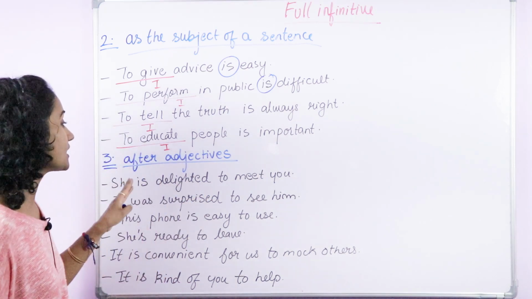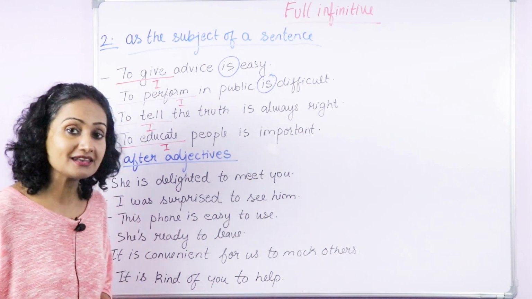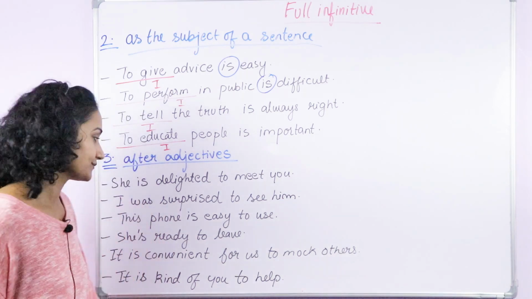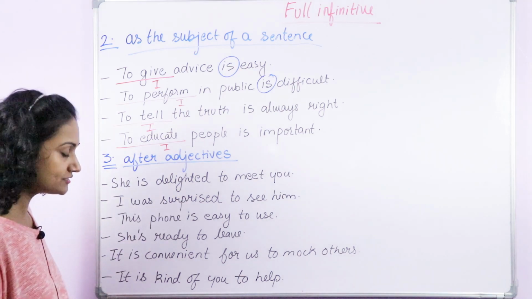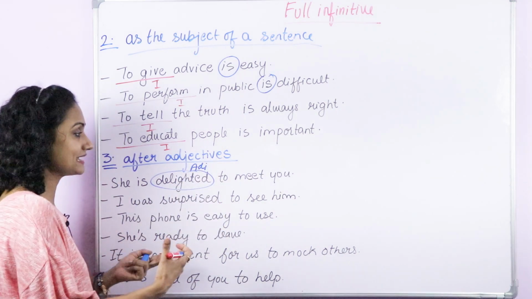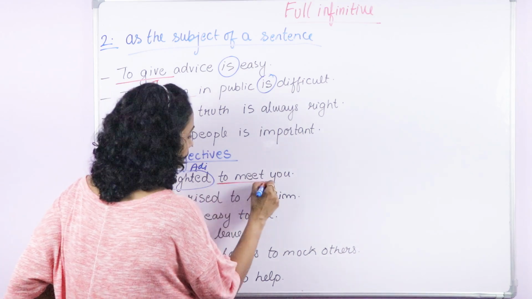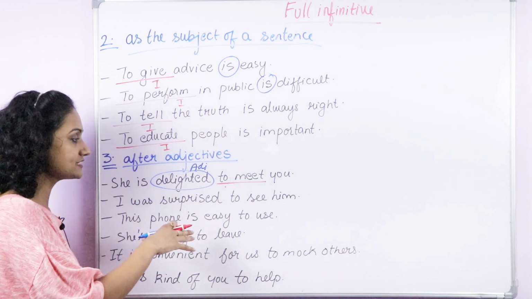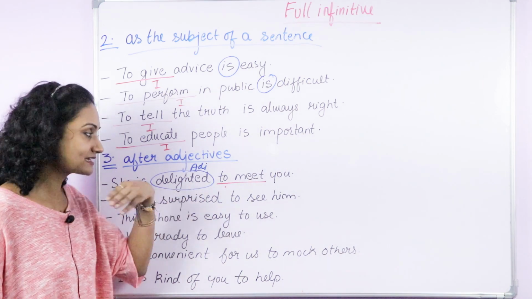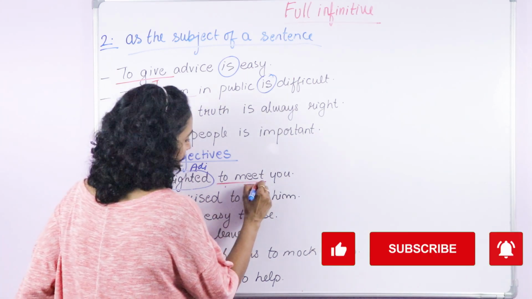Now next, it is used after adjectives. Sometimes in some sentences it is used after adjectives, and when it comes after adjectives, then it describes them more or gives extra information about the adjective. For example, she is delighted to meet you. So here delighted is an adjective. She is delighted to meet you. So why is she delighted? To meet you, okay? So to meet, to plus first form of the verb, is a full infinitive after an adjective, okay? So this to meet is describing further the adjective. It's giving extra information about the adjective. She is delighted to meet you. So this is an infinitive.